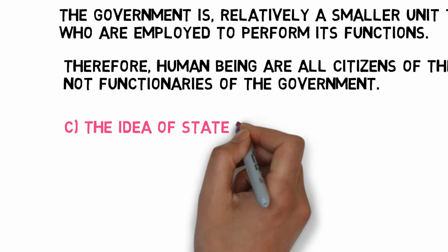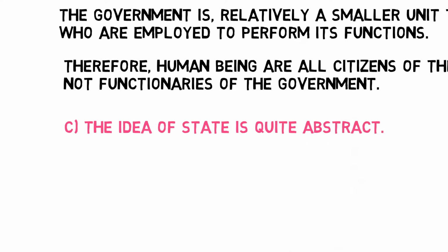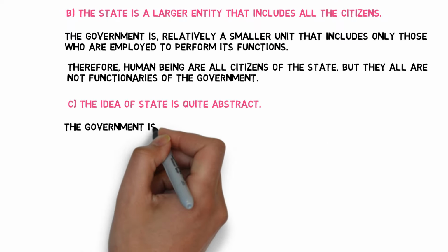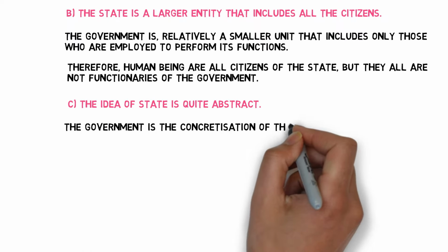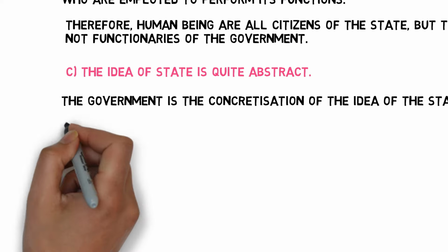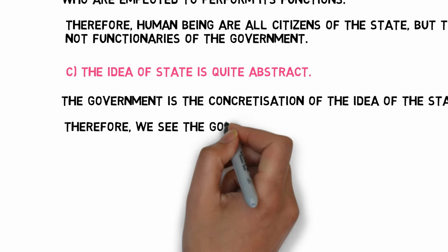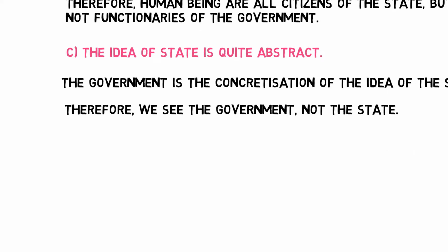C. The idea of a state is quite abstract. The government is the concretization of the idea of the state. Therefore, we see the government but not the state.